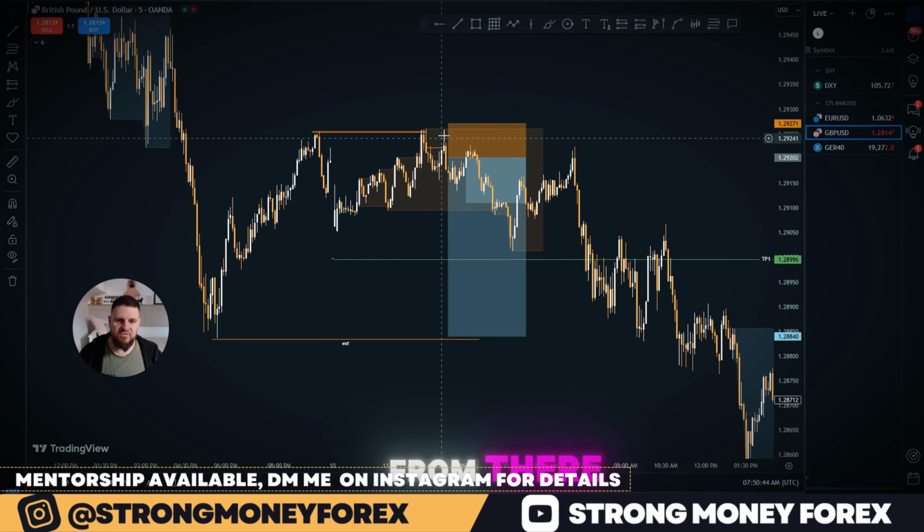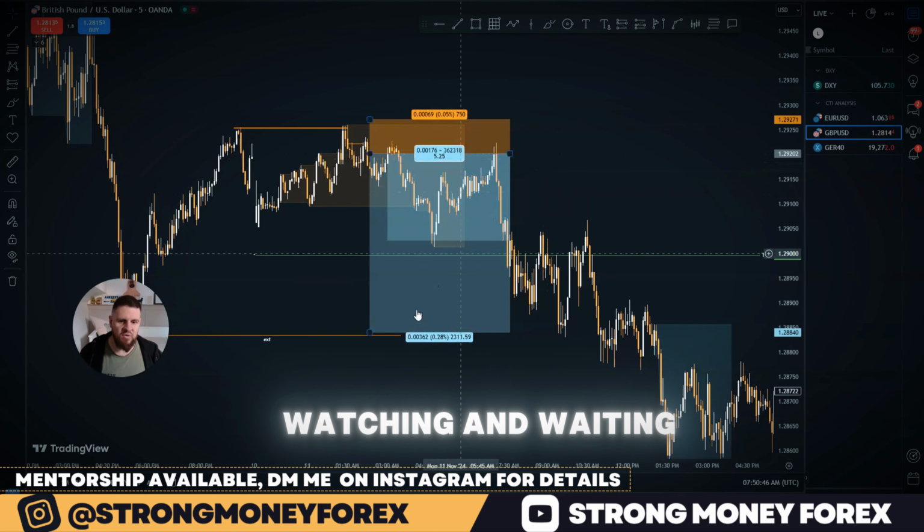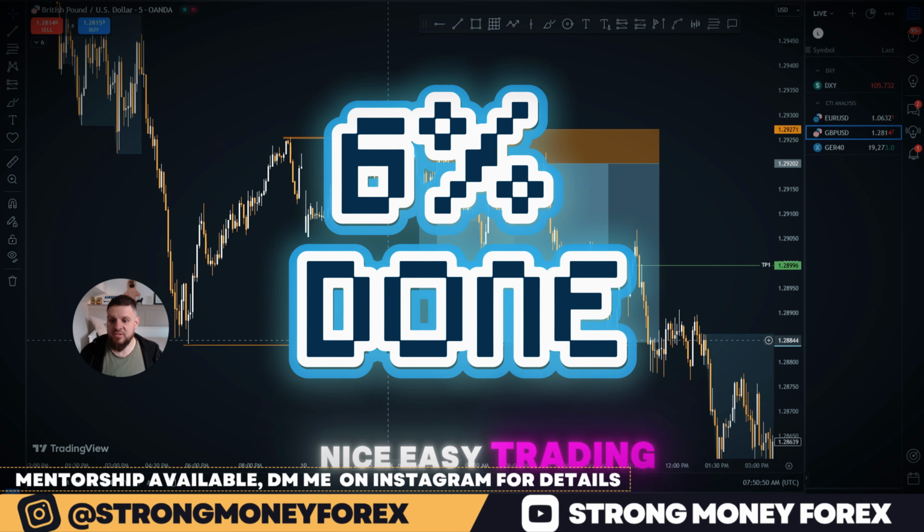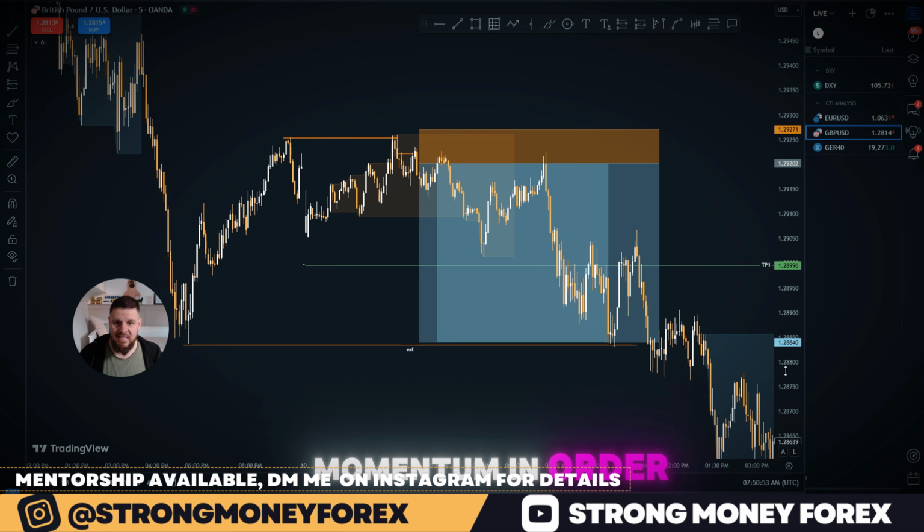From there, it's just a case of watching and waiting, holding price until we've reached that final target. Nice, easy trading using the higher time frame momentum in order to get us into a trade.